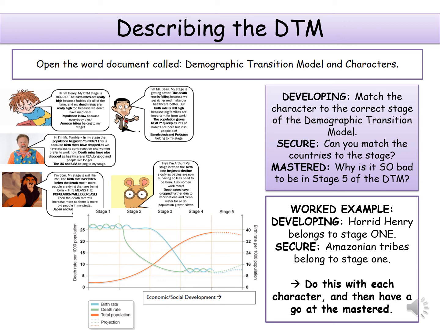Then I want you to try and match the country to the stage. Your master task then is to think about why would it be so bad to be in stage 5 of the DTM. If you want to really impress your teacher, you are going to link it to economic growth in the future. So how will it affect the money in the future? Open up that Word document then, go back and listen to me talking about the DTM if you need a little bit of extra help, okay? But look at the bold text on the character speech bubble because that will really help you in remembering which part of the demographic transition model it fits into.